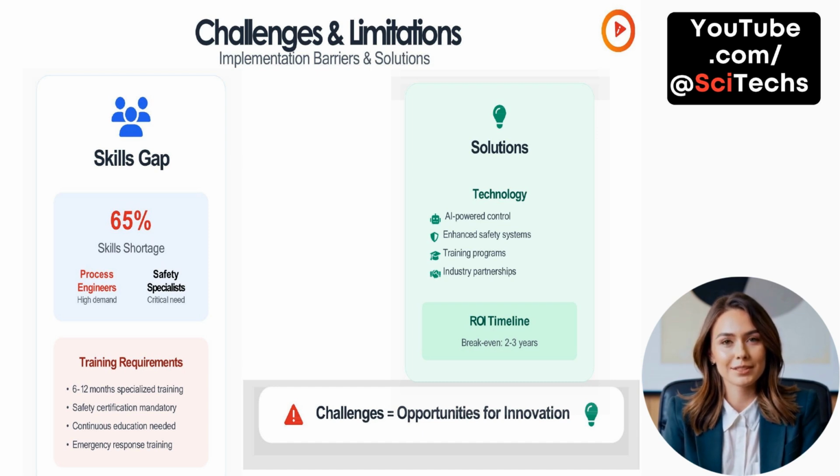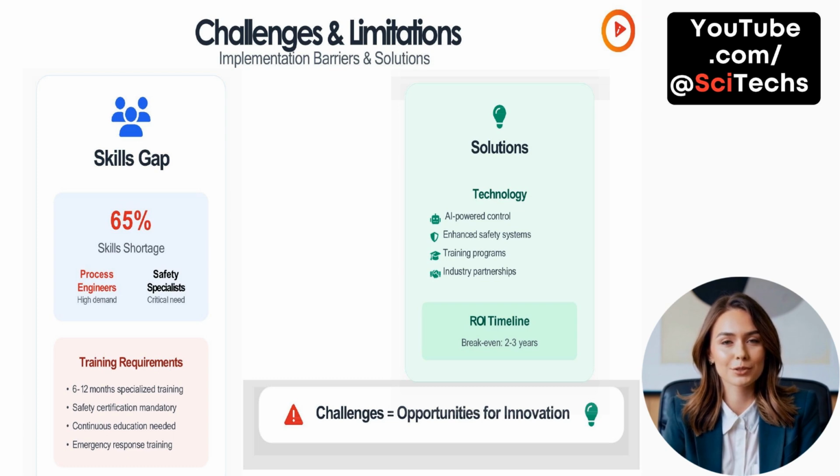Solutions. Despite the many challenges, several solutions are emerging that can address both technical and workforce barriers. On the technology front, AI-powered control systems are helping streamline operations, minimize human error, and optimize performance in real time. Enhanced safety systems reduce exposure risks and automate emergency responses. Tailored training programs are also being developed to quickly upskill workers in both engineering and safety domains. Industry partnerships play a vital role in creating shared standards and training pipelines.